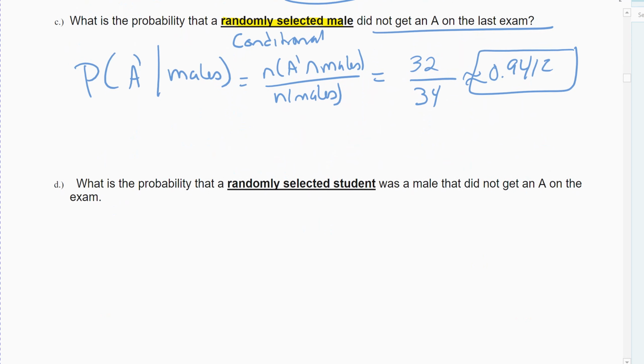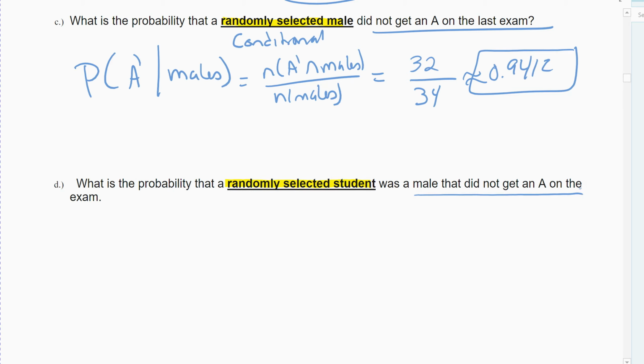Alright, the last example for this problem is to highlight the difference between conditional and basic and how they're very subtle but very important that you recognize the differences. And that's the tricky part about now that we're adding conditional probabilities. So the last part, part D, what is the probability that a randomly selected student was a male student that did not get an A on the last exam?